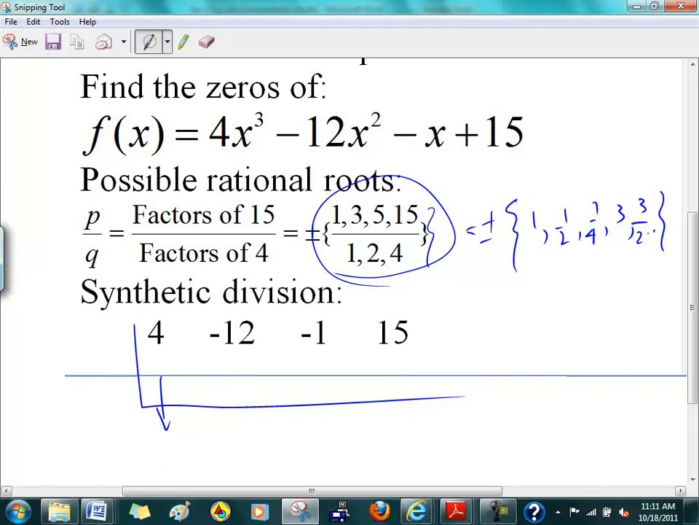So, you know what, let's try a negative 3. Okay, so I get a 4. No, did we try negative 3? No, we tried a positive 3, right? So that's negative 12, that's negative 24. That's not going to work either. All right, well, we'll just have to keep on trying until something works.